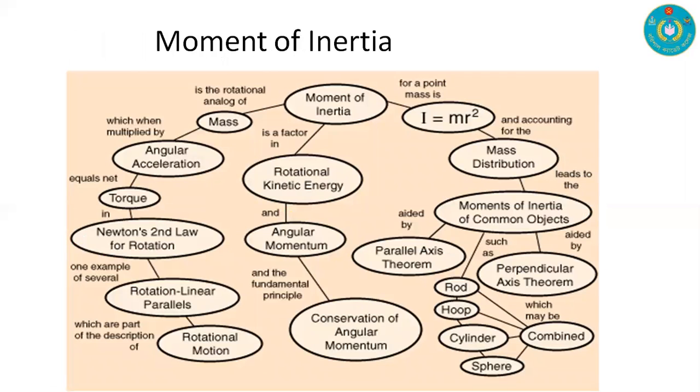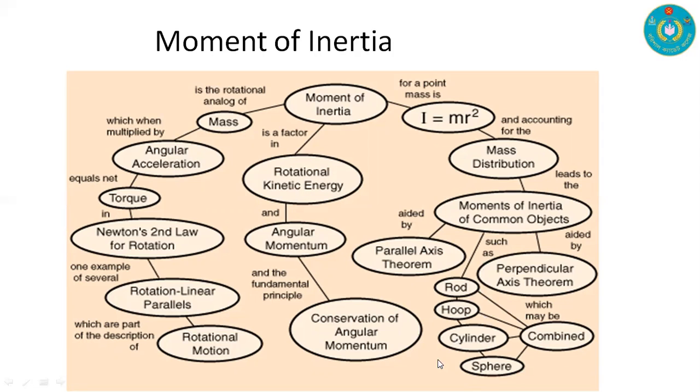And observe this diagram. Here we have so many correlations for moment of inertia with other terms, like the equation I is equal to mr square, and moment of inertia is nothing but the mass distribution. And for the moment of inertia of common objects, we have two theorems, the parallel axis theorem and the perpendicular axis theorem, and we can derive many equations for various objects like rod, hoop, cylinder, sphere.